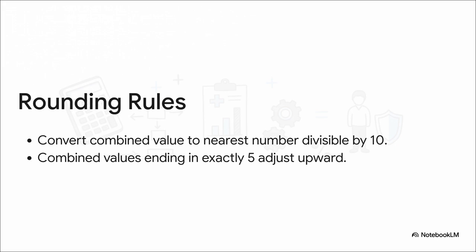According to 38 CFR 4.25, the combined value must be converted to the nearest number divisible by 10, and here is a super important detail. Combined values ending in exactly 5 will always be adjusted upward. Furthermore, this conversion to the nearest degree divisible by 10 is done only once per rating decision. It is the very, very last procedure.